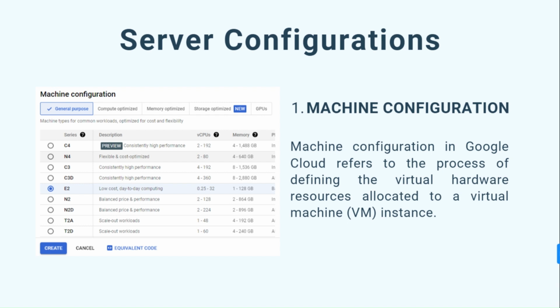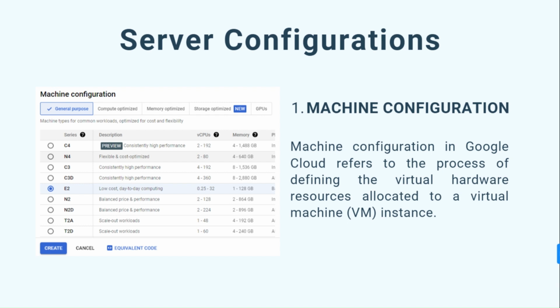Examples include the C2 and C2D series, ideal for scientific computing simulations and batch processing. Memory optimized. If your workload demands substantial memory, these machines are your pick. Series like M1, M2, and M3 offer abundant memory capacity catering to in-memory databases, large data analytics, and memory-intensive applications.